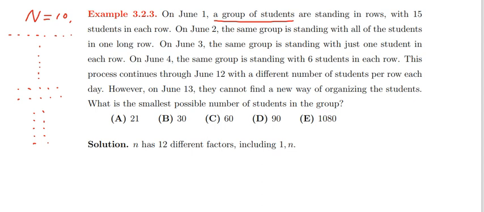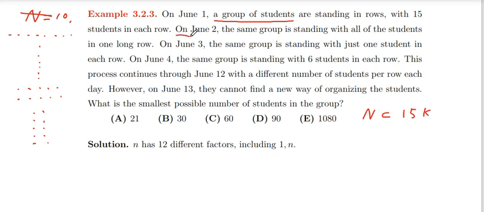Okay, so the problem says that on June 1st, they are standing in rows with 15 students in each. So 15, 15, 15, 15, 15. How many 15s? We don't know, right? So here we say n is the number of students. At the first level, n should be equal to 15 times some integer, right?